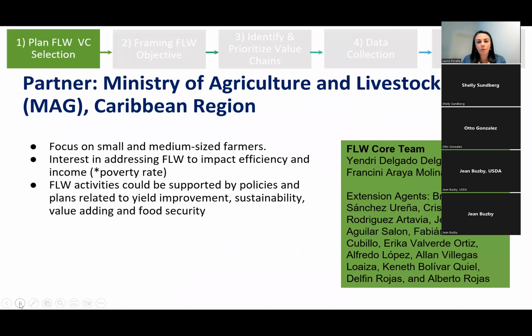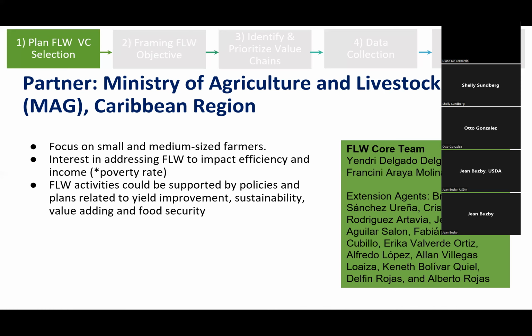The next one, besides, of course, acknowledging my colleague Eva Vargas, because of her participation during this workshop, I wanted to get started pointing out that the main partner for this pilot was the Ministry of Agriculture and Livestock in our country, especially dedicated to the Caribbean region.